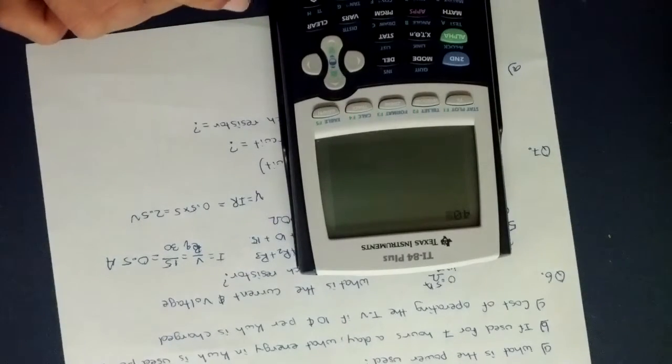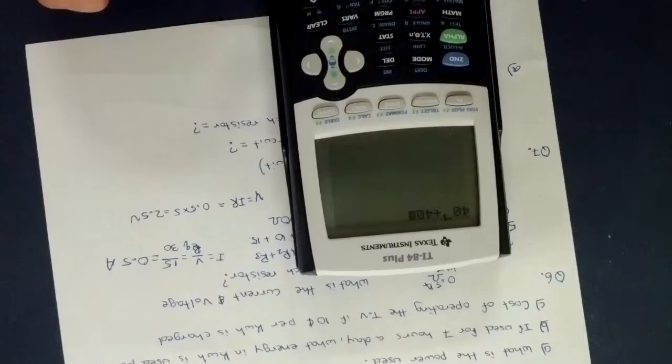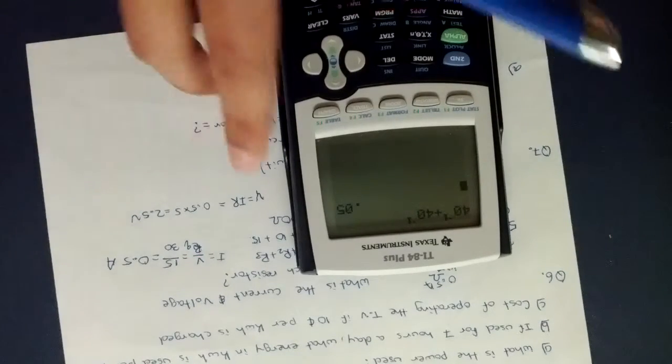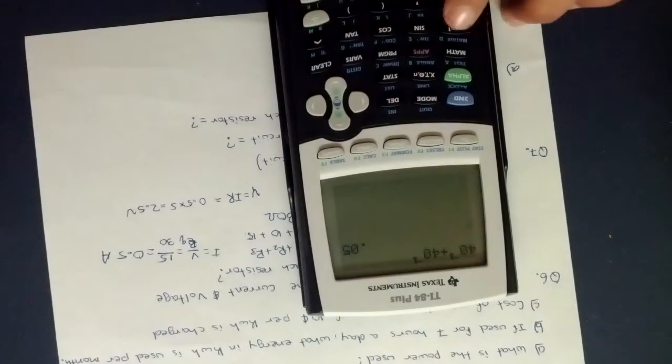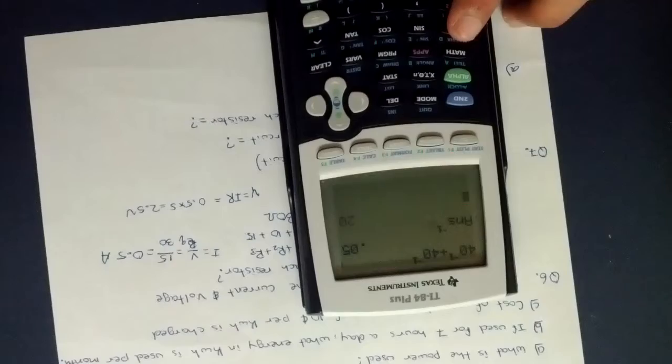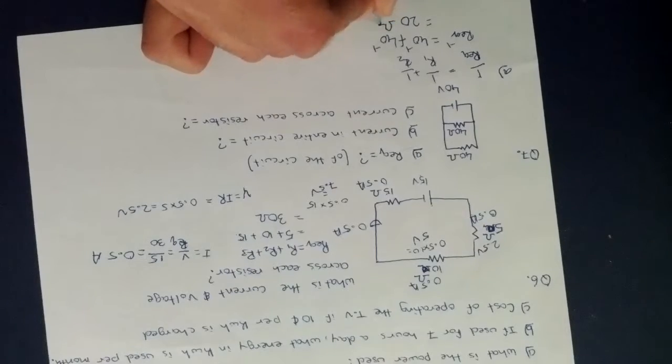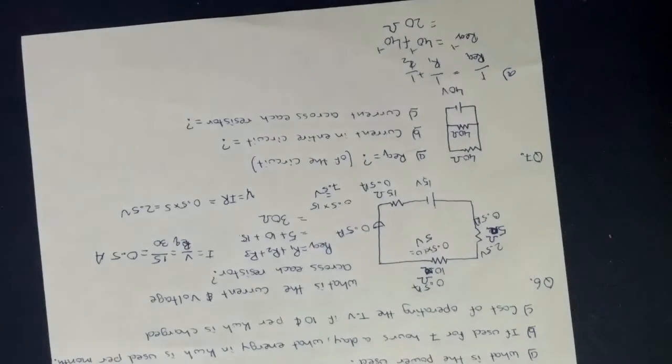40 inverse plus 40 inverse. And then you get 0.05. And that's not Req, that's the inverse of Req. So what we would do is take the inverse of the answer and we get 20. 20 is the Req. So basically what you do is that.